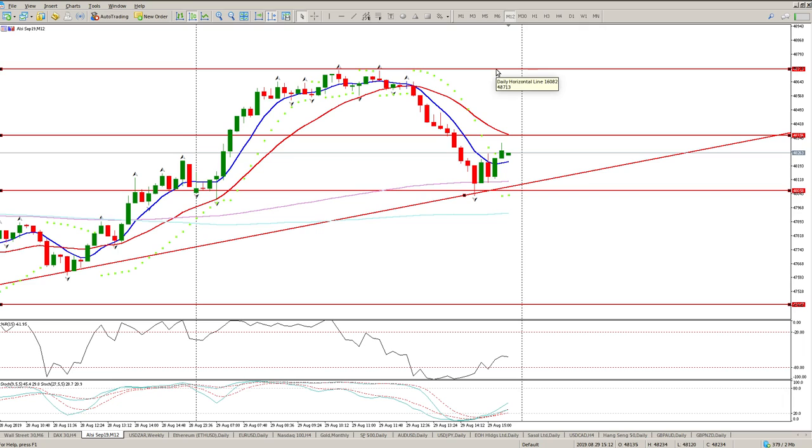Watching this level with anticipation, because if we do get through that, that's going to set a trend change for us, and then there's no more of this range-bound nonsense that we've seen this month.